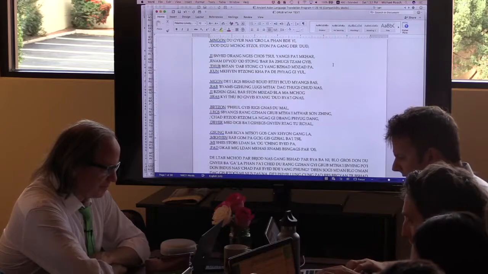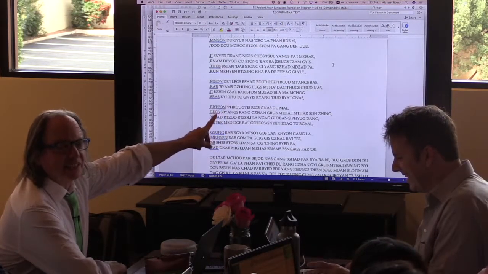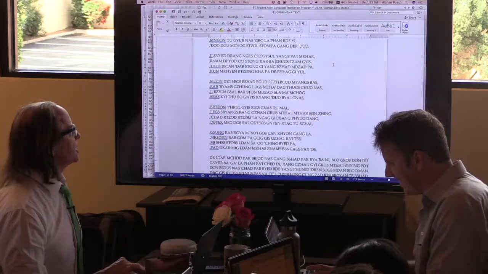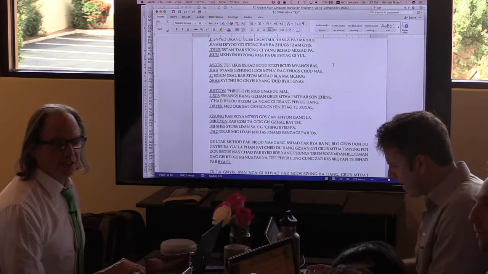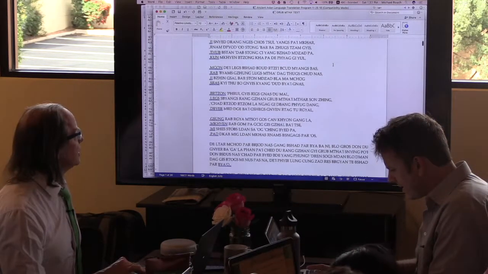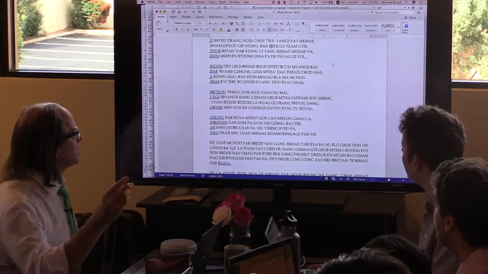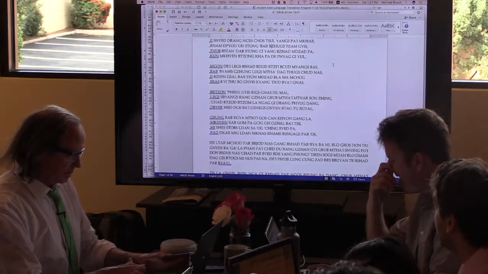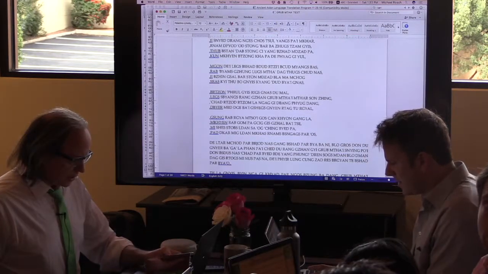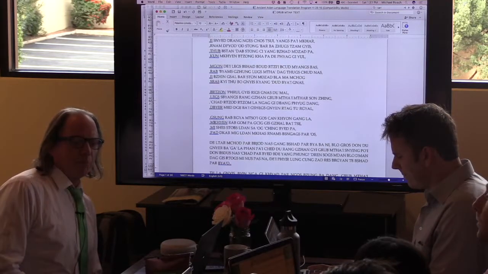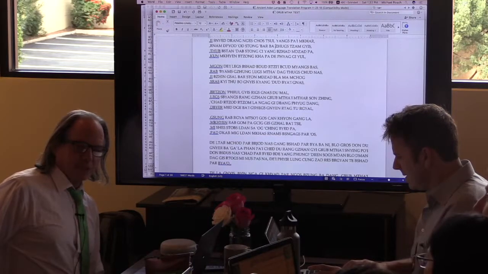No, we just corrected the second line. We detected an error because the meter was off. Okay, watch. The second line looked like this before, but the meter wasn't complete. So we checked the scan and we saw two words got glued together. So a big part of translation is fixing the text.